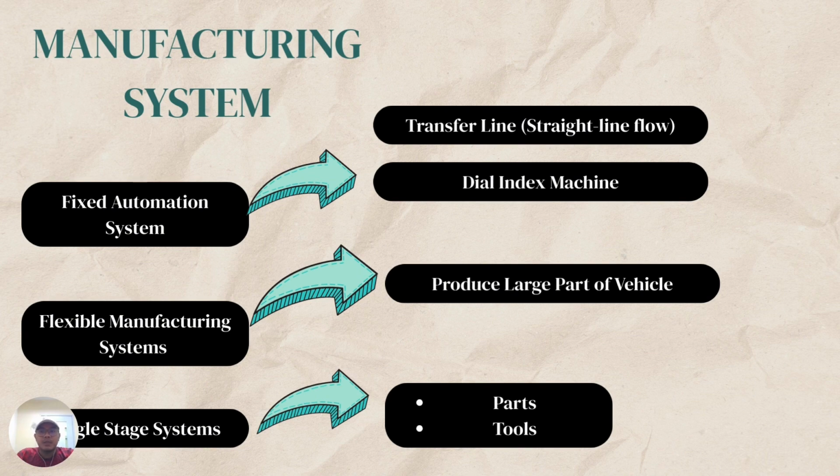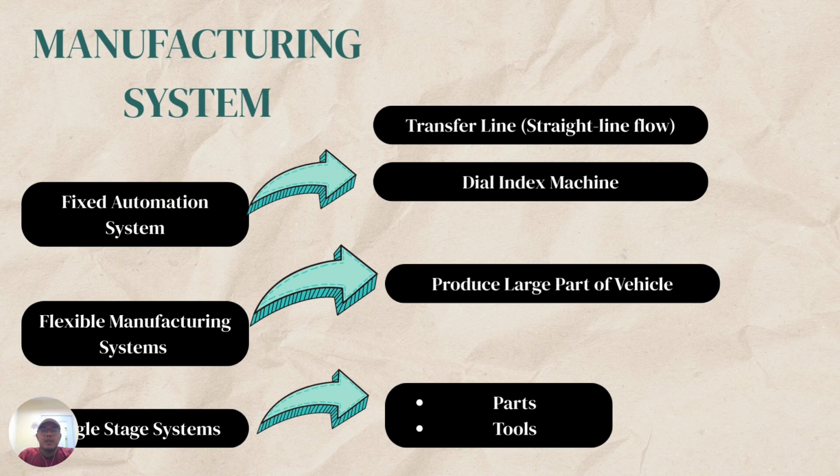So, firstly, about the fixed automation system: this system is primarily used when producing a high volume of a specific product. It is highly efficient but lacks flexibility in handling different types of products. Examples include systems that use a transfer line and dial index machine.